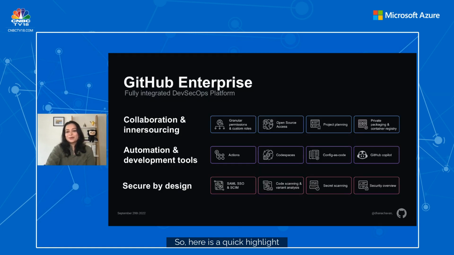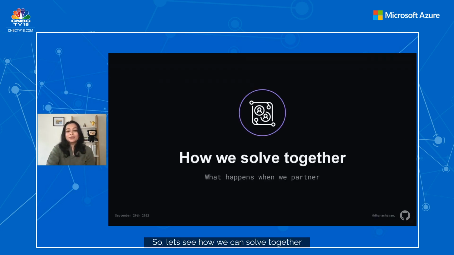So here is a quick highlight of the broad range of tooling that we have, from planning and source code management, all the way through to automation and security. Development environment management and machine learning and artificial intelligence are also featured here. So these are all the offerings we are offering, like Copilot. So let's see how we can solve together for these challenges.